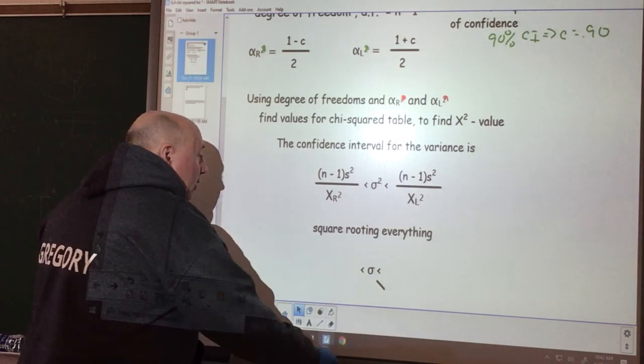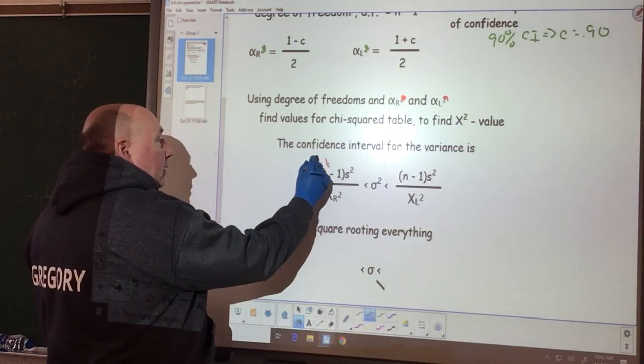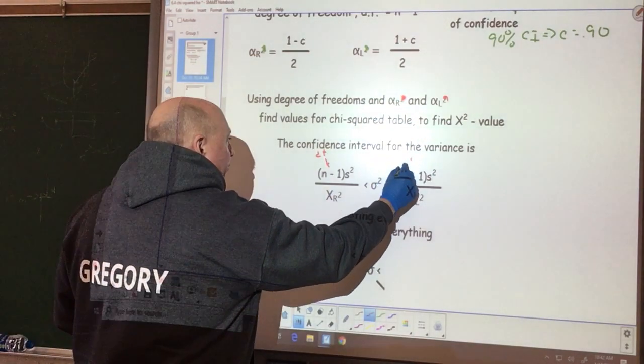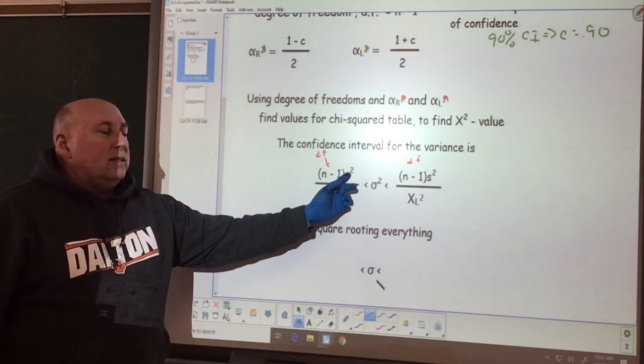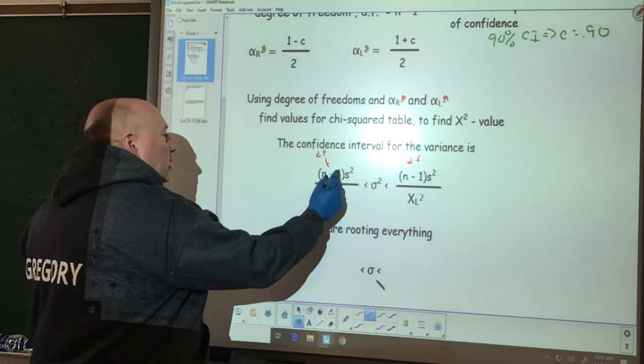We have our degrees of freedom. This here is the s squared.